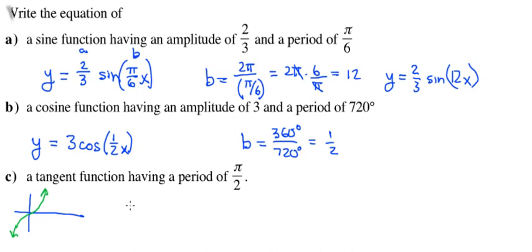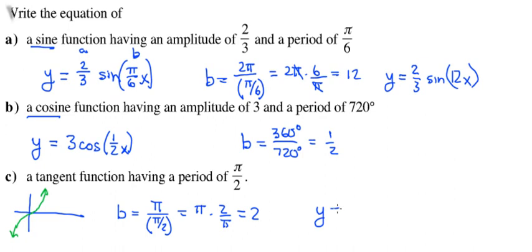In this case, the period is pi by 2, and now something else changes. The b value for these functions has been 2 pi, or 360 degrees, because that's the normal period for a sine or for a cosine. For a tangent, though, the normal period is pi. Not 2 pi, just pi. And then you divide that by the desired period. And you get pi times 2 over pi. The pi's cancel out, and we get a frequency number, or a b, of 2. So this function should be y equals tan 2x.